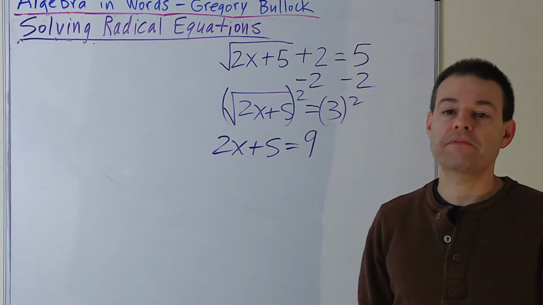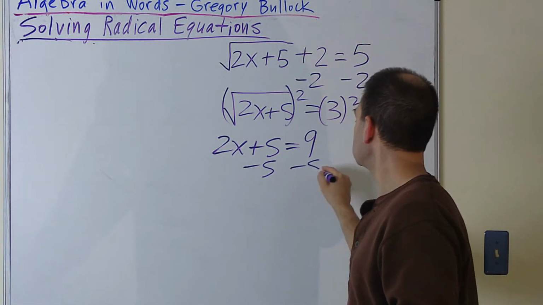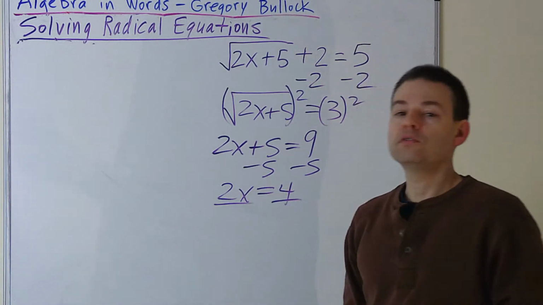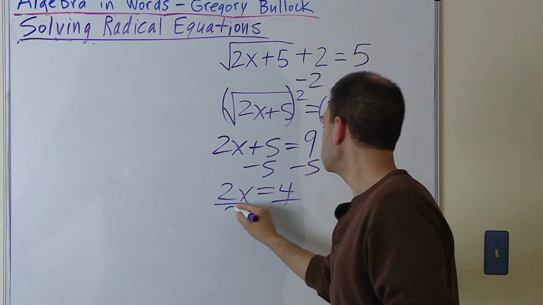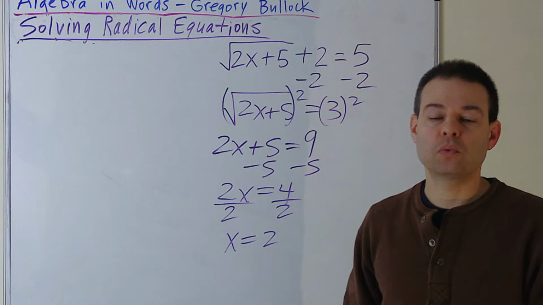Now we're just going to solve for x. Subtract 5 from both sides. Two x equals 4, and let's divide both sides by coefficient 2. And we get x equals 2.